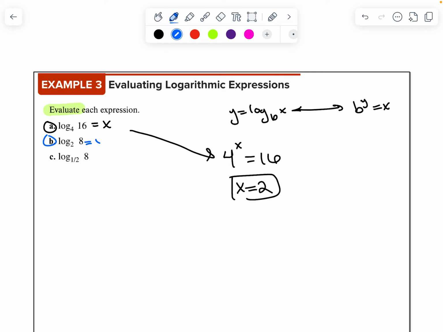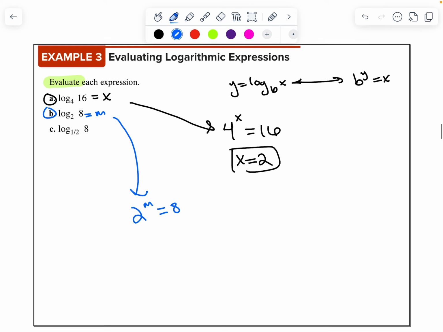On part B, I can do the same little trick here. If I set that equal to x and I want to know what x is, here, let's use a different variable. Let's say I wanted to use m, just so I'm not using x's everywhere. I could say, if I wrote that in exponential form, 2 to the m equals 8, and I would just check in my calculator, 2 to the 1, nope, that's 2. 2 to the 2, that's 4. 2 to the 3 is 8. That means m must equal 3.